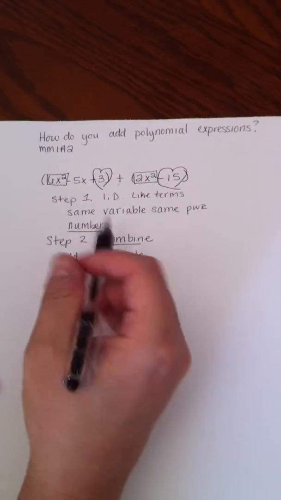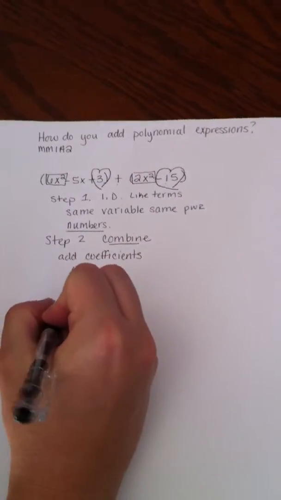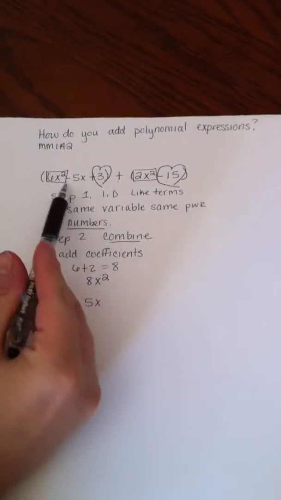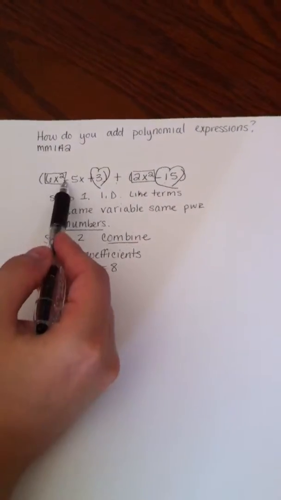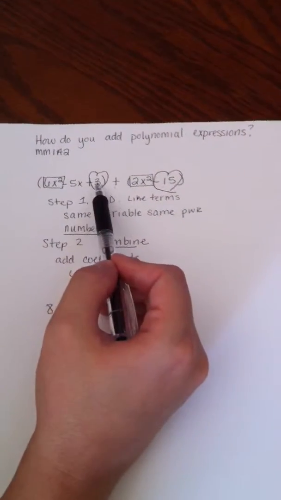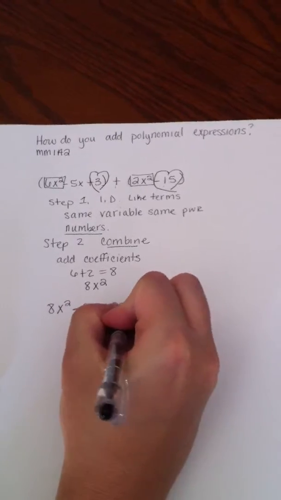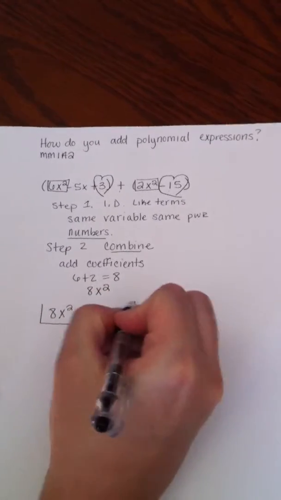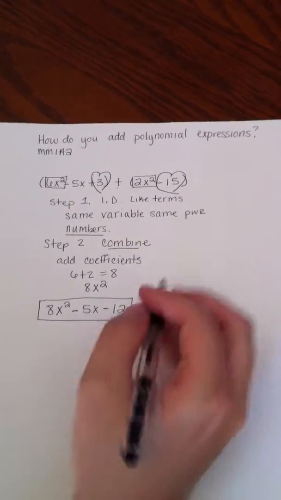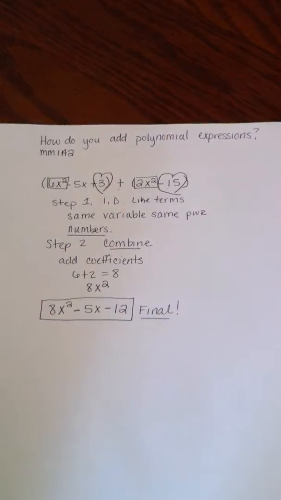The next step I do is I look to see if I have any x's, which we know we don't. So I have 8x squared minus 5x. Again, remember to take the sign with you. This negative 5x needs to have a negative. Finally, I'm going to combine 3 plus negative 15, which will give me negative 12. So our final result is 8x squared minus 5x minus 12. That's it.